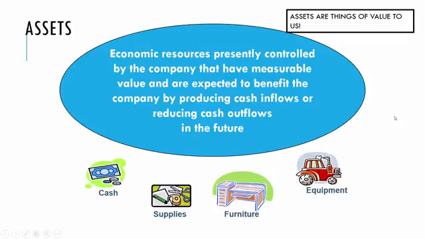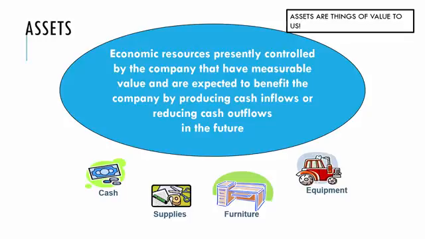Now let's talk about each one of these different elements. Assets, as I have up here at the right in the corner, assets are things of value to us. They are things that have meaning, they have value to us. We're quite proud that we have assets. Now the technical definition here: economic resources presently controlled by the company that are measurable value and are expected to benefit the company by producing cash inflows or reducing cash outflows in the future.